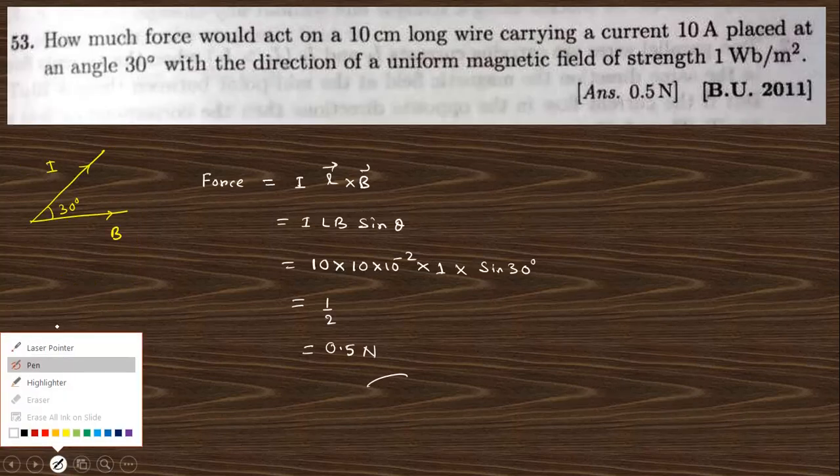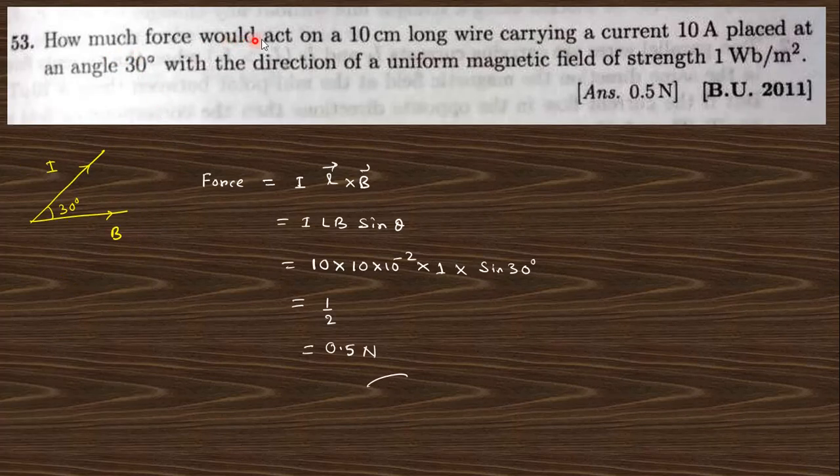Go to the next one, which says how much force would act on a 10 centimeter long wire carrying a current of 10 ampere placed at an angle of 30 degrees to the direction of a uniform magnetic field. You know force is I L cross B, so I L B sin theta. I is 10 ampere, L is 10 centimeter, so in meters 10 to the minus 2, multiplied by B, which is 1 Weber per meter square, and the angle is 30 degrees. So these cancel out and sin 30 is half. So finally we got 0.5 Newton, right?